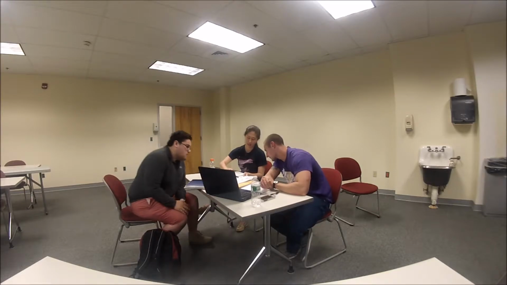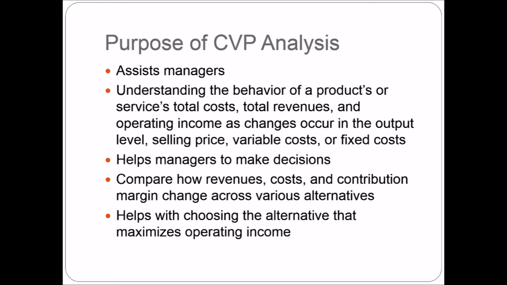No, you guys got this all wrong. A break-even analysis is this. Break-even is an important part of the cost volume profits analysis. The CVP analysis assists managers to understand the behavior of products or services' total costs, total revenues, and operating income as changes occur in the output level, selling price, variable costs, or fixed costs. It also helps managers to make decisions by comparing how revenues, costs, and contribution margin change across various alternatives. Lastly, it helps with choosing the alternative that maximizes operating income.